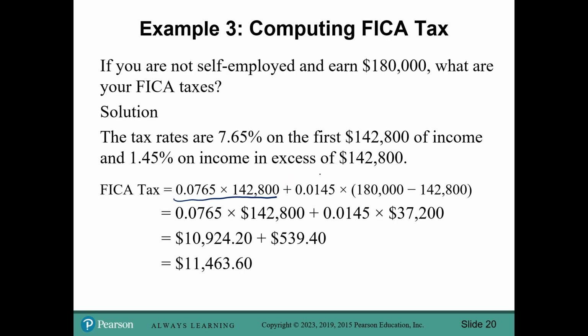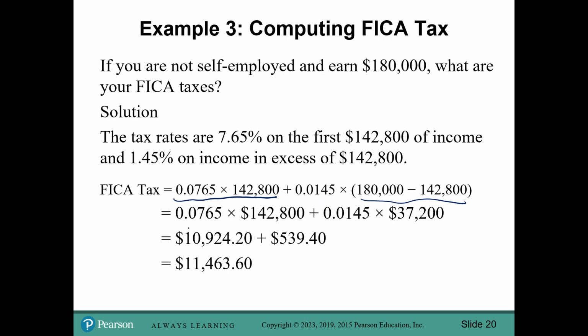But you still have to pay that additional 1.45% on income in excess of $142,800. So we made 180 grand. That did exceed that $142,800. So what we're going to do is take 180 grand, subtract the $142,800, and we're going to have to tax that at the 1.45% as well.